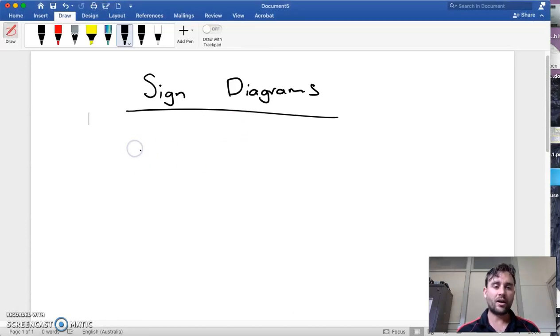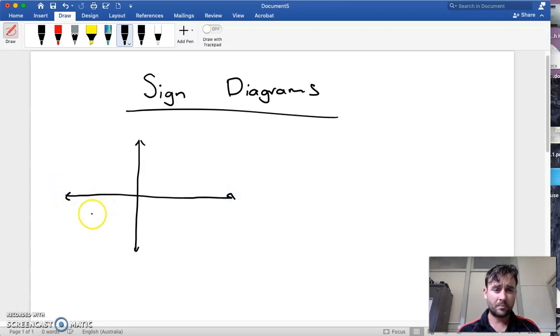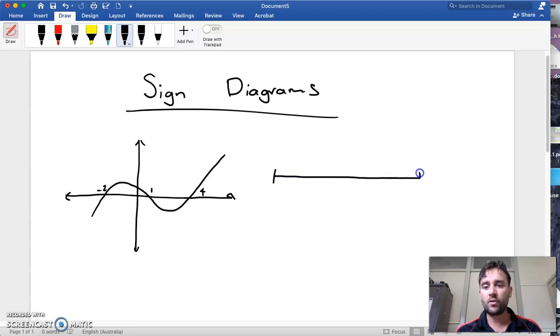So let's say I've got a graph. Here's my graph, it looks like this, and it goes like that. What is a sign diagram? Let's say this point goes through -2, this point goes through 1, this point goes through, I don't know, 4 on the x-axis. A sign diagram is simply saying when it is positive or negative, referring to the position of this graph.